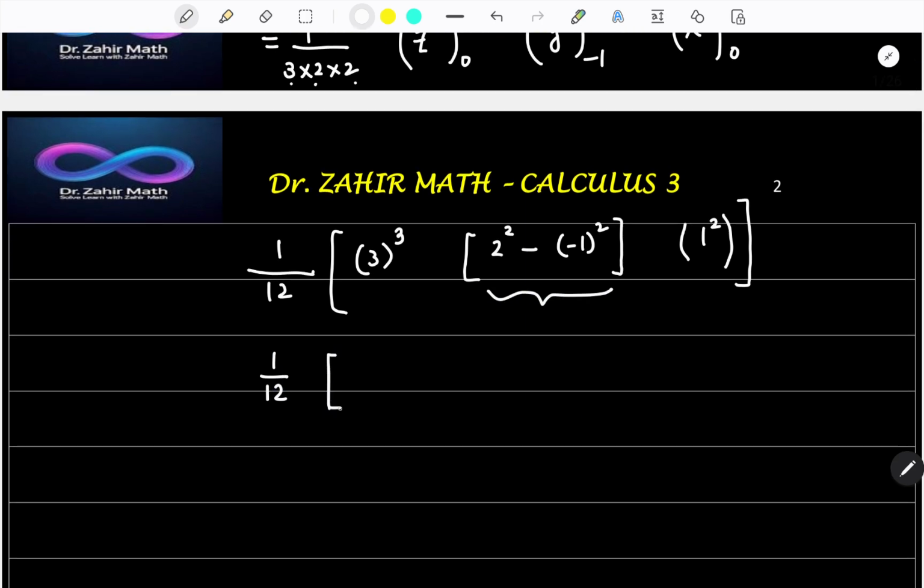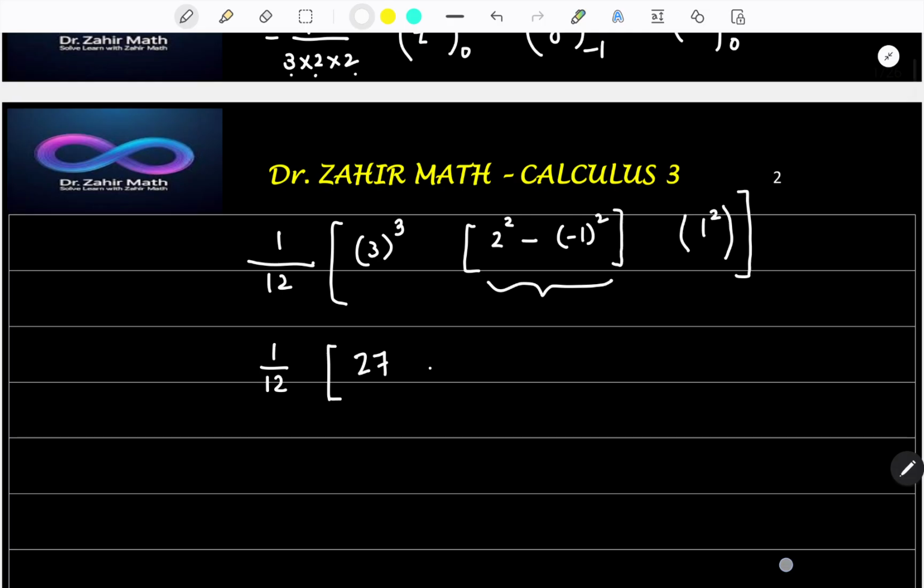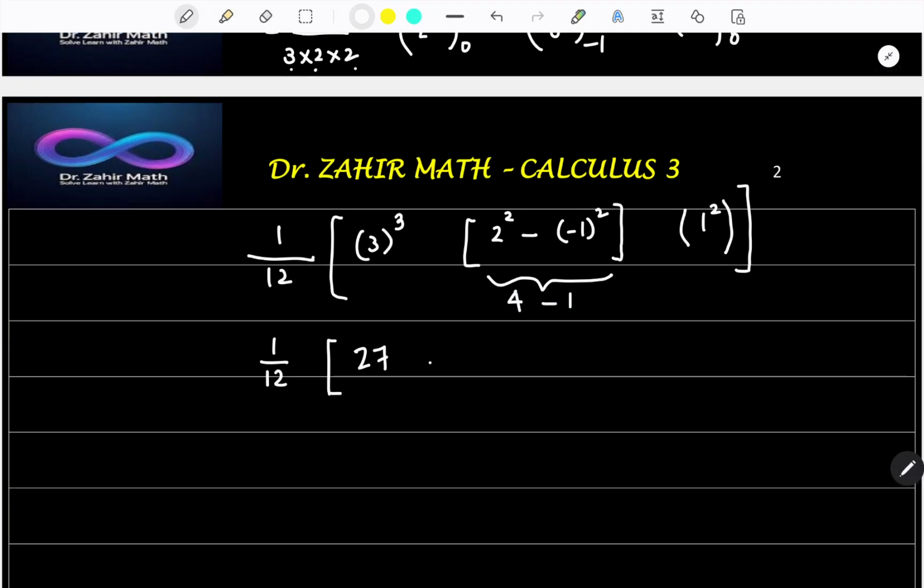So it is 1 over 12, bracket open: 3 3s are 9, 9 3s are 27. 27 multiplied by 2 squared, which is 4, minus 1 the whole squared, which is plus 1. So 4 minus 1 is 3, and then multiplied by 1. So 27 times 3 times 1, divided by 12, which is 27 by 4, equal to 6.75.